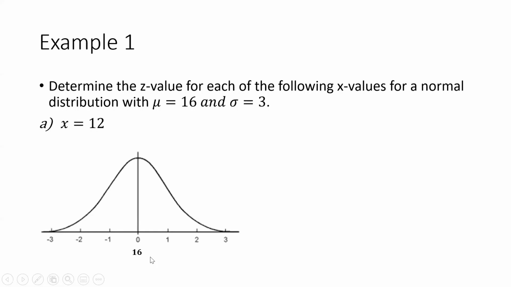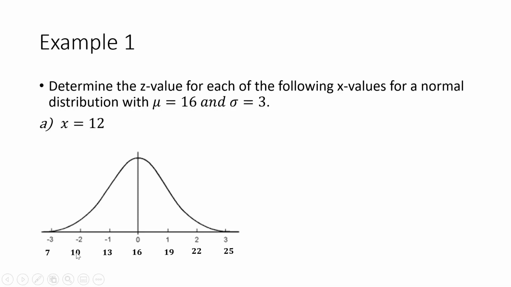So 16 plus 3 is 19, that is located at z equals 1. 19 plus 3 is 22, that is located at z equals 2. 22 plus 3 is 25, that is located at z equals 3. Now going to the left, we're going to subtract the standard deviation 3. 16 minus 3 is 13, that is located at z equals -1. 13 minus 3 is 10, that is located at z equals -2. And 10 minus 3 is 7, that is located at z equals -3.